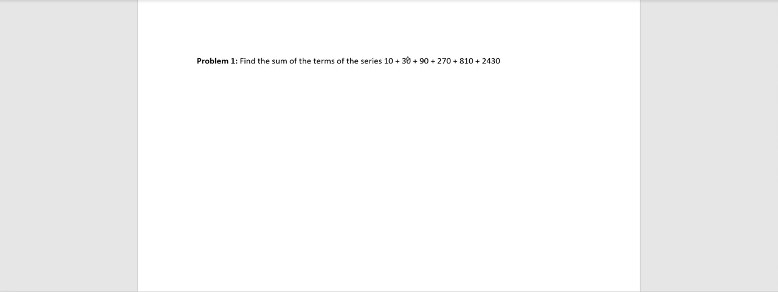So that means we can always take this number and divide it by the first to see what's going on here. If we did 30 divided by 10, we can see that it's 3. Or 90 divided by 30, again, it's 3. So it should be increasing by multiples of 3. Therefore, we're not dealing with arithmetic, we're dealing with geometric.